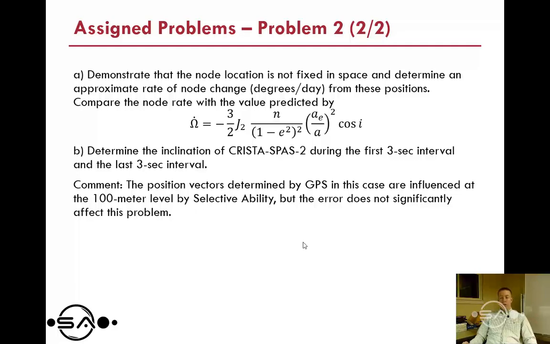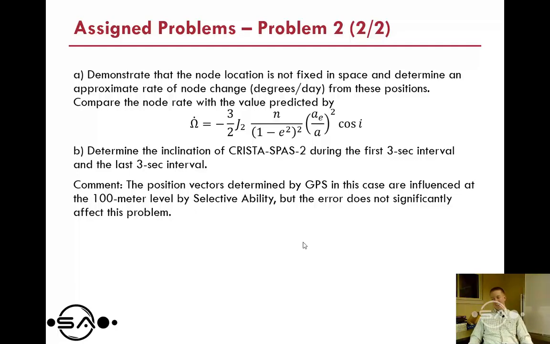One of the things you can do is take the unit vectors of those 2 position vectors and cross them, and you'll have a unit vector that is orthogonal to the orbit plane, because both are still in that plane. Now all I have to do is find the angle between that orthogonal vector and the z. Okay, great. So finally, determine the inclination of the satellite during the first 3-second interval and the last 3-second interval. Oh wait, what I just described you have to do anyways.